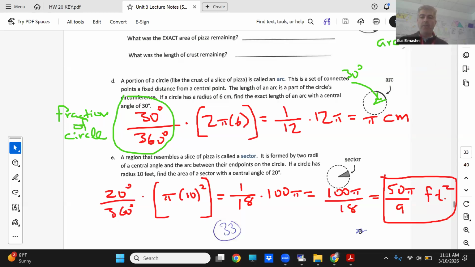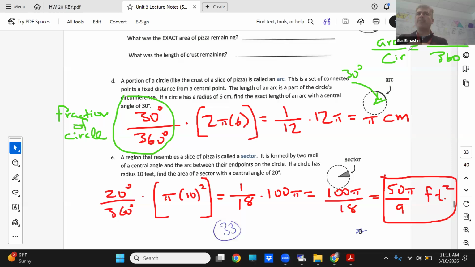So the arc over the circumference equals the central angle over 360. Sorry, that's really hard to read. But the arc over the circumference, that fraction is the same fraction as the central angle over 360. They're all proportional. So if you use proportional analysis, you'll never ever miss these problems.